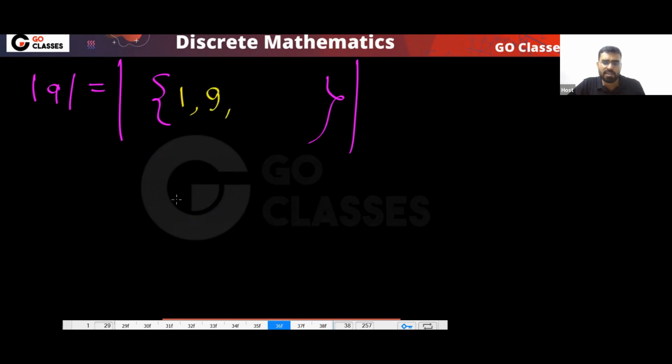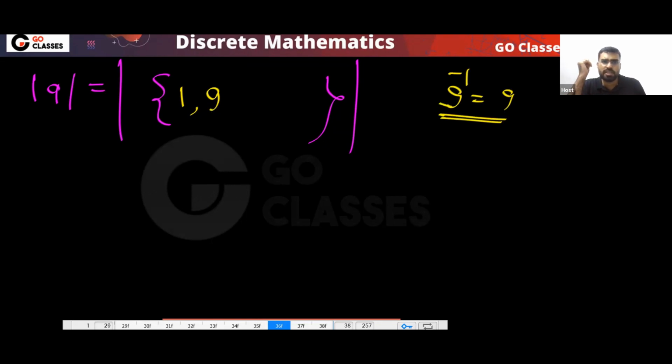And what is the order of 9? That is the cardinality of the subgroup generated by 9. 9 power 0 is 1, 9 power 1 is 9, 9 power 2, what is that? That is 1. 9 inverse is also 9. So you can notice 9 inverse is also 9.